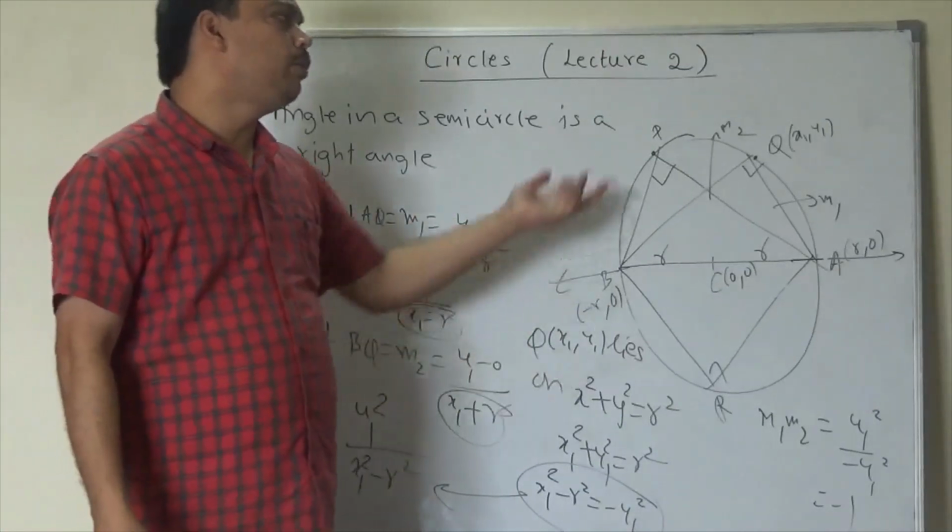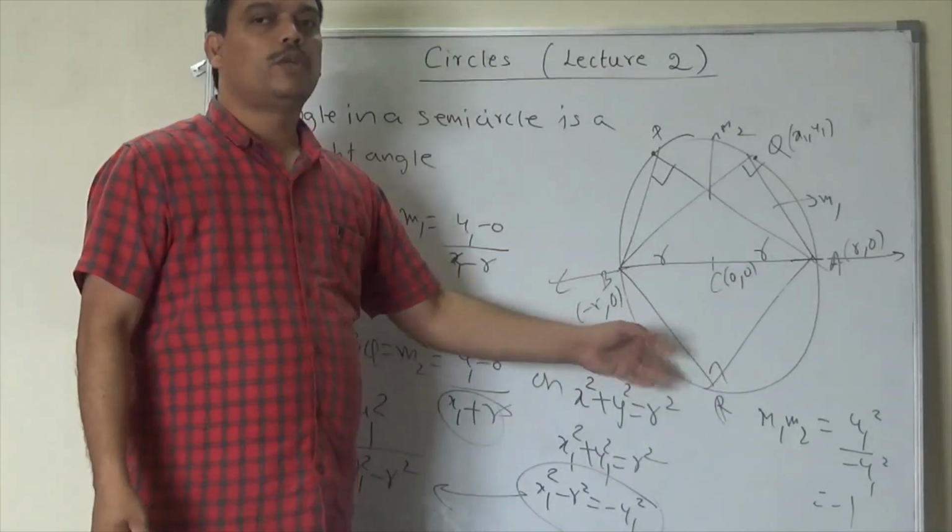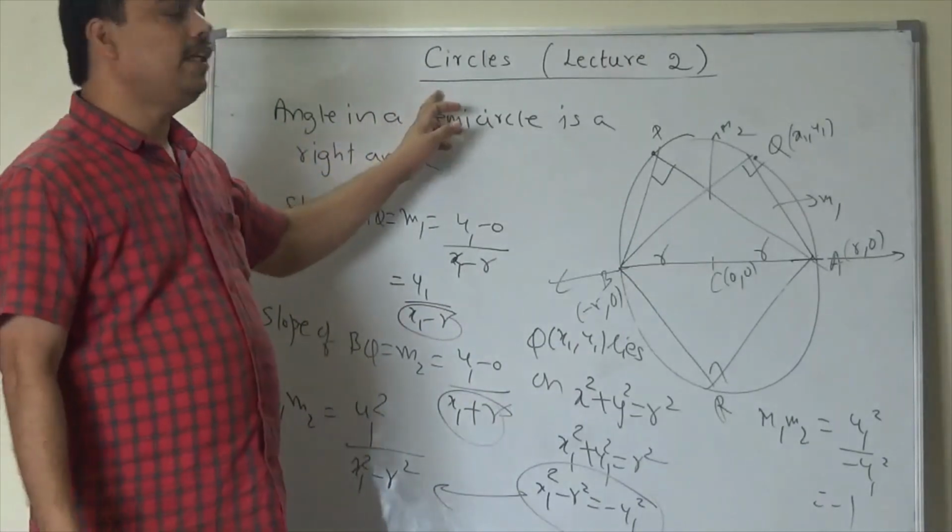The same way you can prove it for any other point P or R also. So we can now conclude that angle in a semicircle is therefore a right angle.